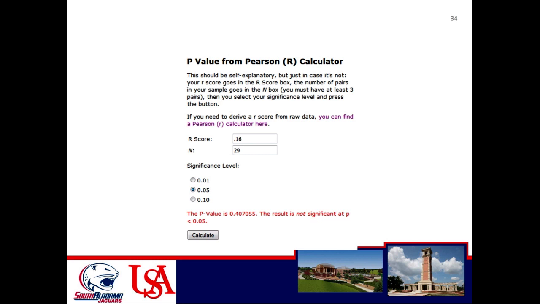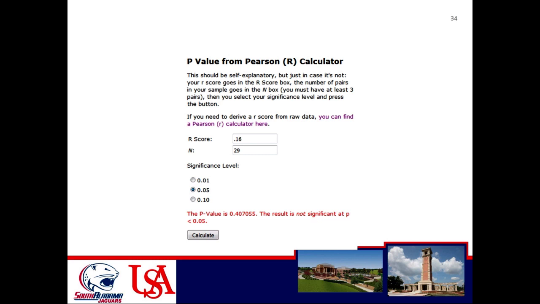In these calculators, you typically first enter your R score. So you just enter your correlation coefficient, the number that you calculated. In this example, I'm testing a correlation of 0.16. And then you enter your sample size where it says N, a way to represent sample size. In this example, we had a sample size of 29. So we enter a correlation of 0.16, and a sample size of 29 for N.